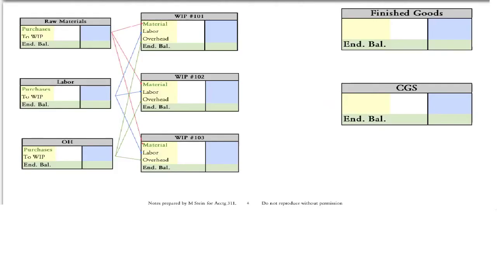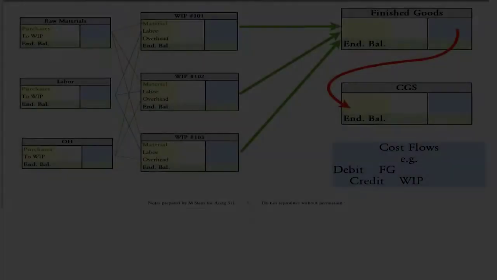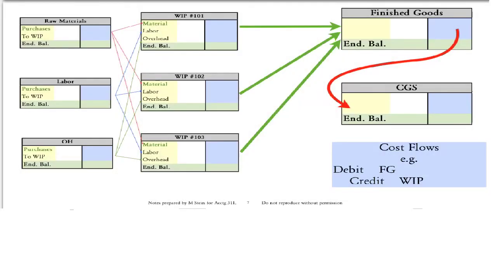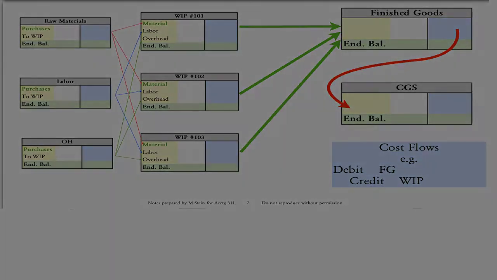Costs, however, don't stay in work in process. Eventually production is finished and costs are moved further down the line. Cost flows are accounted for by a credit to work in process account and then a debit to finished goods account. When goods are sold, the costs move out of finished goods and on to cost of goods sold.